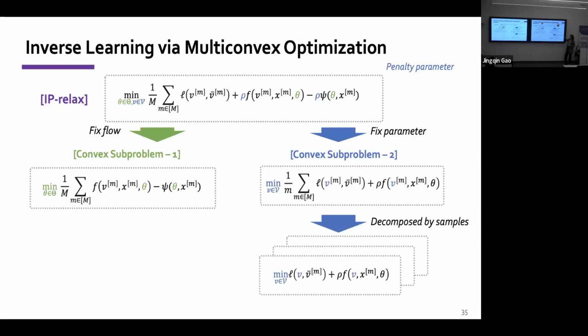The good thing is that, remember, we have many different samples. This second subproblem can be further decomposed by samples, and they can be solved in parallel. And we can show local convergence with additional technical treatment. So this is what we call inverse learning with multi-convex optimization.